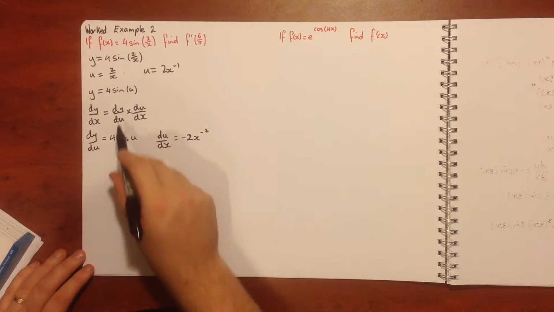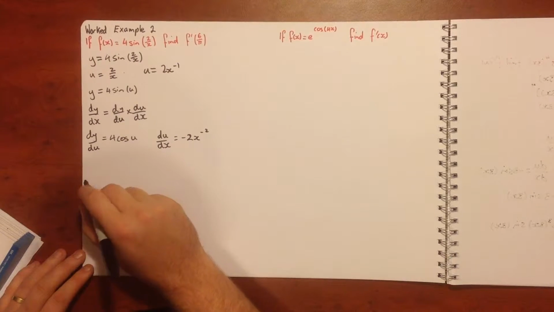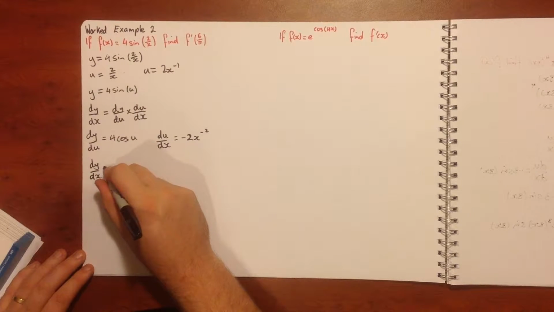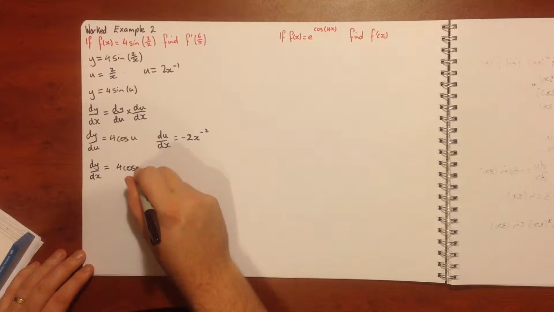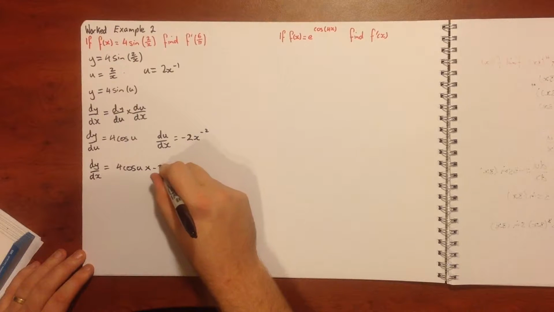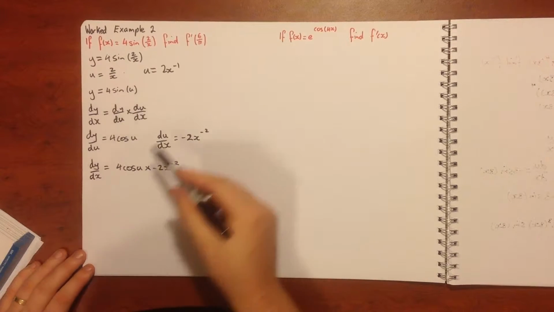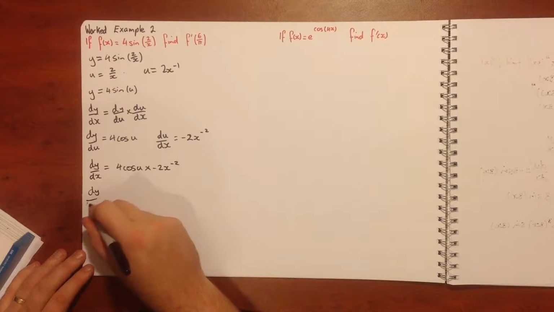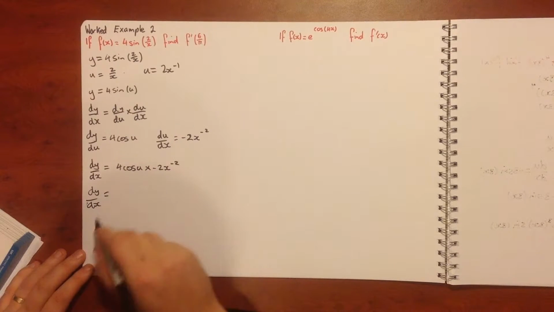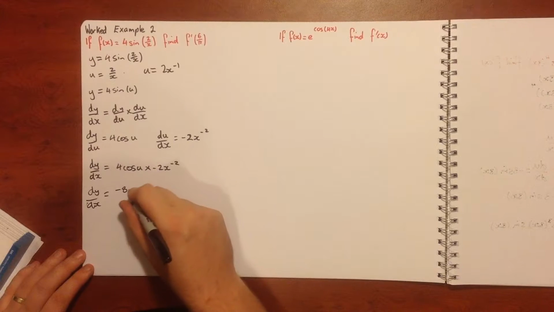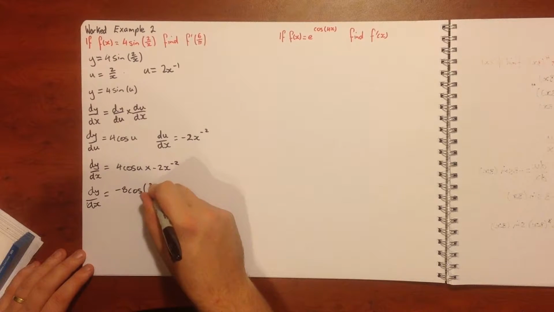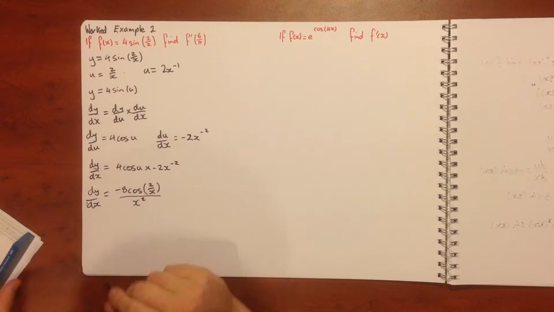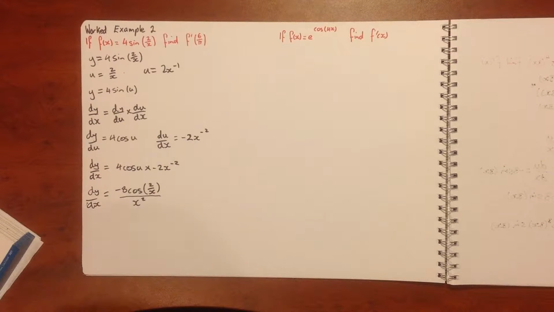Now we can bring it together and sub in what we want. We've got our dy du, which is 4 cos of u, times our minus 2x to the negative 2. Now we've got to sub our u back in, and we're going to rearrange this a little bit as well and say that dy dx is equal to minus 8 cos of 2 on x over x squared. It's just going to look a little bit nicer when we do that.